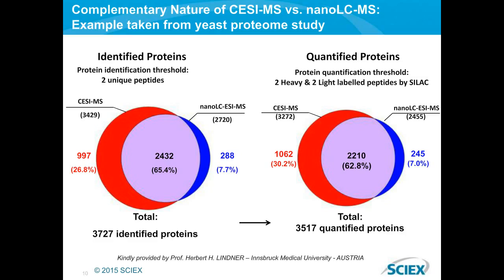In these Venn diagrams, you're seeing the overlap between the two techniques in the middle, then the detection of additional peptides in red by CESI-MS, and the detection of other peptides not picked up by CESI-MS in blue, which were picked up by nano-LC. It shows the complementary nature of these two techniques. In the future for omics research, metabolomics and proteomics, people will probably do both techniques to get full characterization of samples.